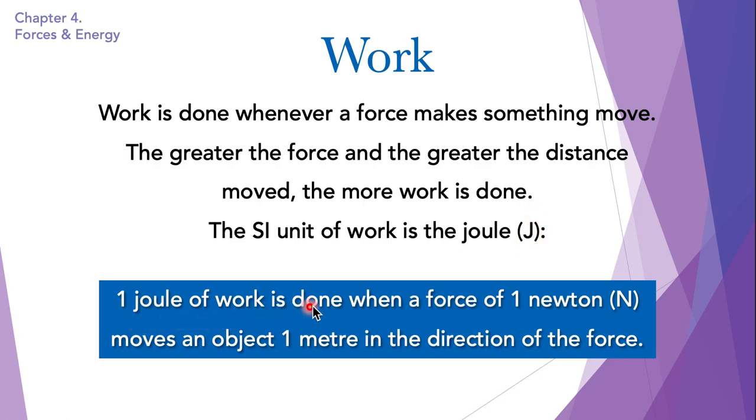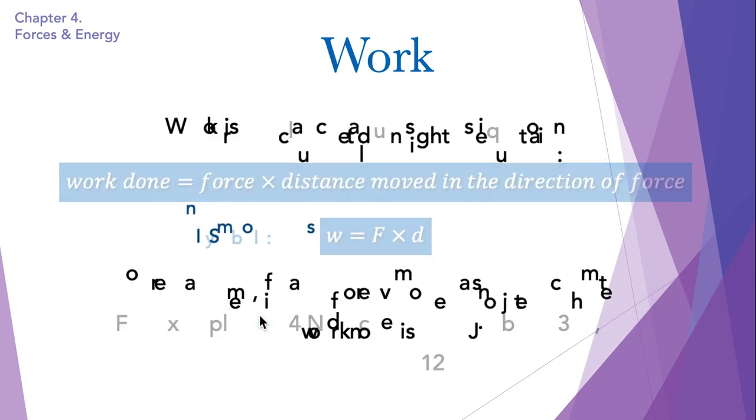1 joule of work is done when a force of 1 Newton moves an object 1 meter in the direction of the force. So this is the definition of the joule. A joule of work is done whenever a force of 1 Newton moves an object 1 meter in the direction of the force. I hope it is very clear what the joule is and what work is. Now we're going to move on to understanding how we can calculate work.